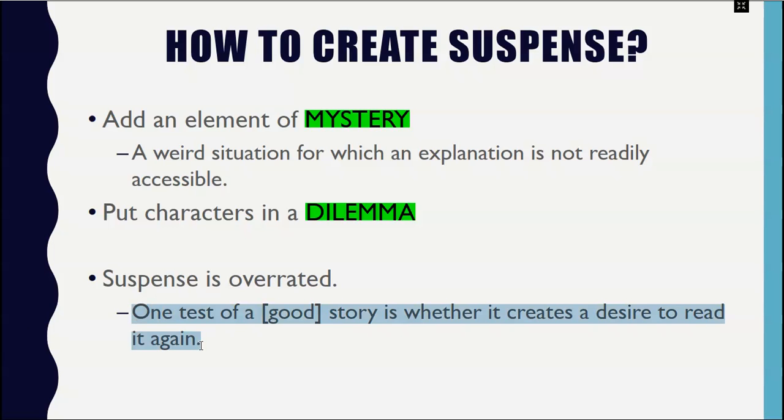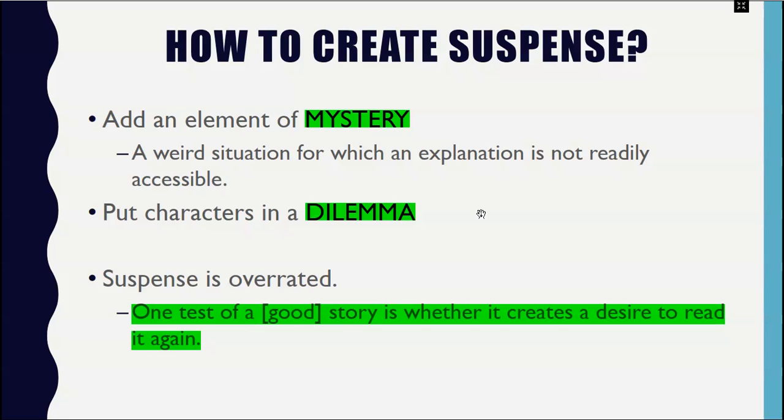Because again, as the book says, one of the tests that you can perform on a story to see if it is a good story or not is whether or not it creates a desire in you to read it again. And if it creates that desire in you, it is a good story because you already know what's going to happen at the end, and so the suspense is completely meaningless and irrelevant here.